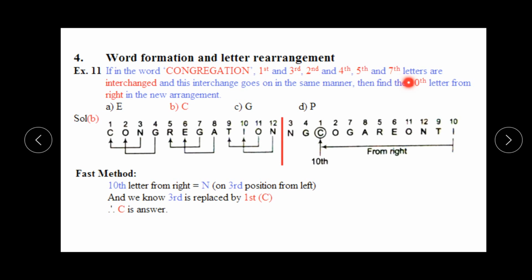According to the statement, we will interchange the alphabets. The first and third are interchanged, the second and fourth are interchanged, fifth and seventh, sixth and eighth, ninth and 11th, 10th and 12th. After the interchanging, the new word is this. And in the new word, we have to find the 10th letter from the right side. From the right side, C will be the 10th letter.